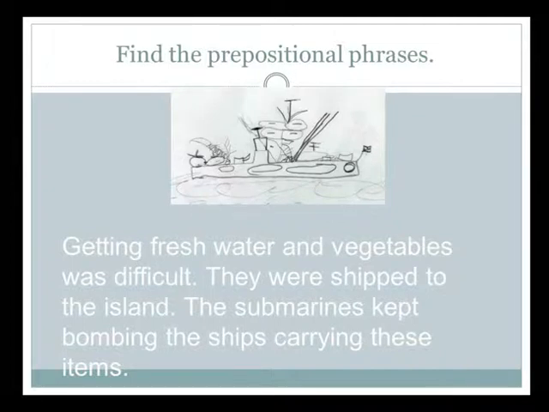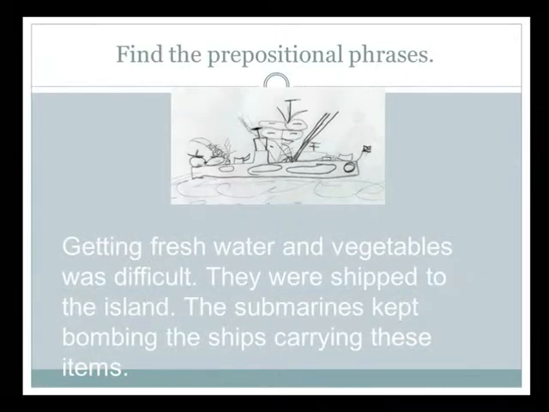They were shipped to the island. Now, as you must have noticed, there is a preposition coming, to, a preposition. The island, the noun that follows it. So we can say the first prepositional phrase in the sentence is to the island. Further, the submarines kept bombing the ships carrying these items. So there was one preposition in the sentence, which was in shipped to the island.